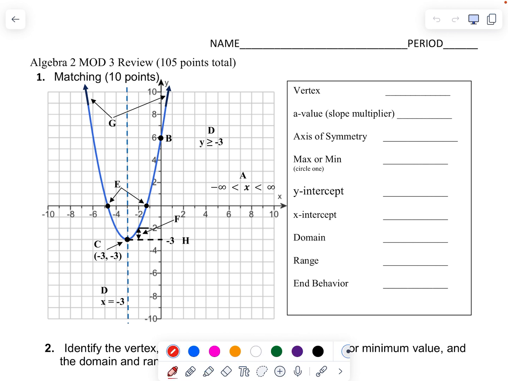If your parabola opens downward like so, then your vertex would be up at the highest point, the maximum point for your parabola. So here we see our vertex right there. It is letter C. The next one says slope multiplier, the A value or slope multiplier.